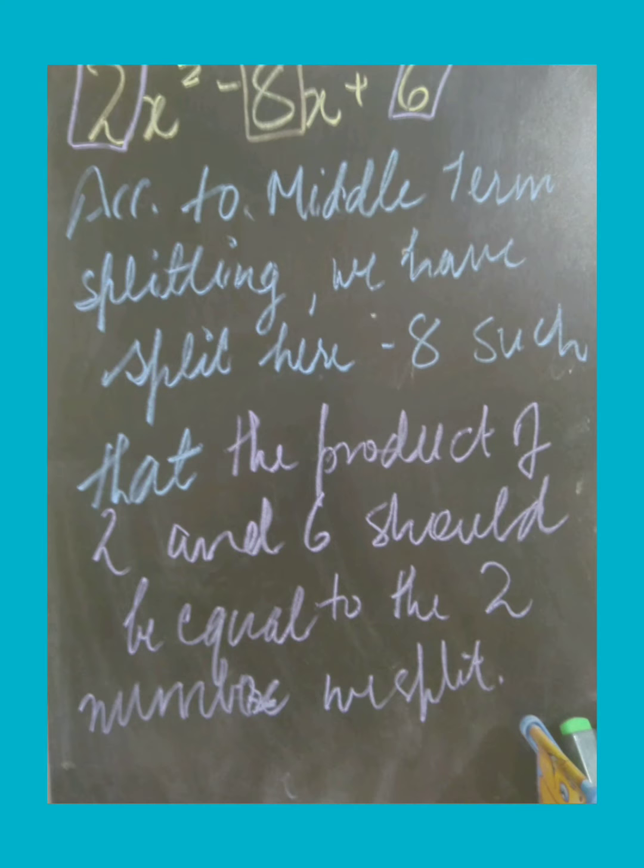So I have the equation here: 2x square minus 8x plus 6. According to the middle term splitting, we have to split the minus 8 such that the product of 2 and 6 should be equal to the product of the two numbers we split. We all know about this. So we multiply 6 and 2 and split the 8 in such a way that their sum should be 8 and their product should be 12.